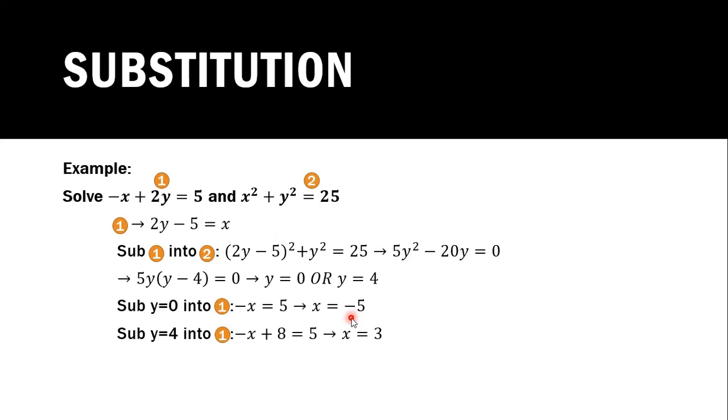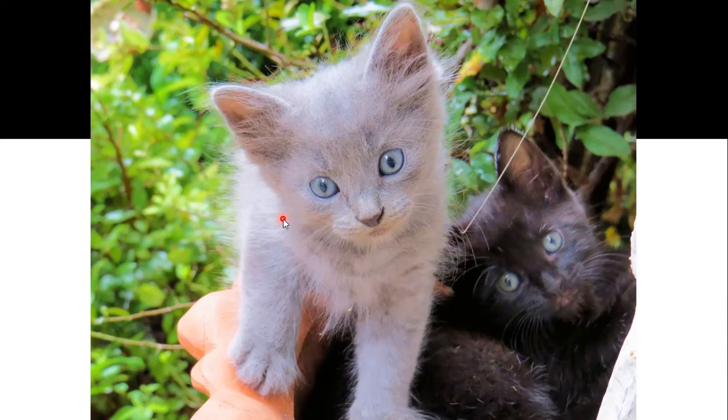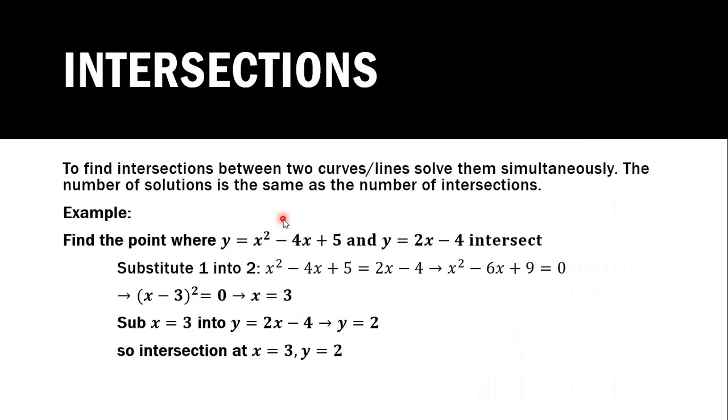And then if we sub y equals 4 into number 1, you get -x plus 8 equals 5, so x equals 3. So the solutions are x equals -5, y equals 0, and x equals 3, y equals 4. You can sub both of them into the second original equation up here to check it works, but there's no reason it won't. Some more cats. Okay, and I've forgotten to animate this one, so it's already there, but that's fine.